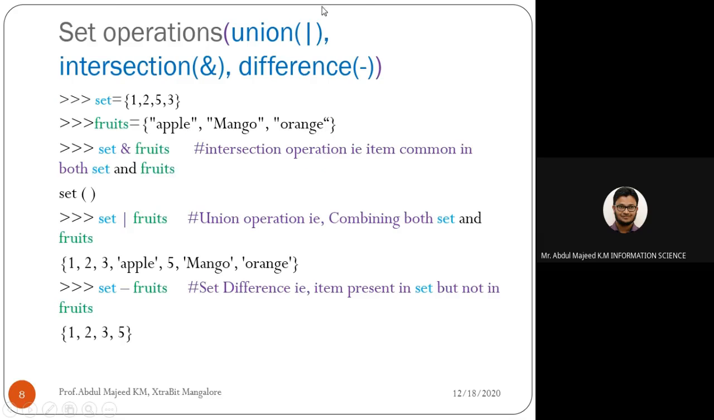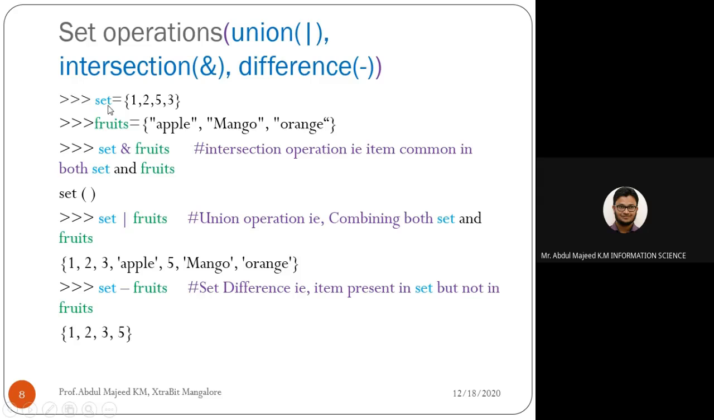Now set operations. There are mainly three set operations: union, intersection, and difference. For a union operation you can use the pipe symbol. For intersection you can use the ampersand symbol, and for difference you can use the minus symbol or hyphen.